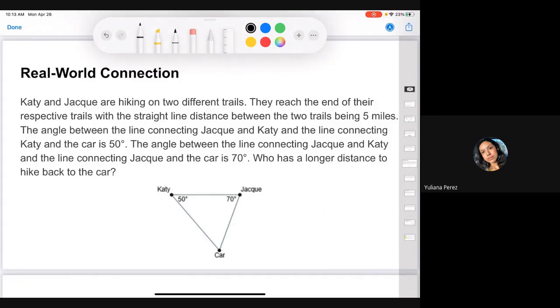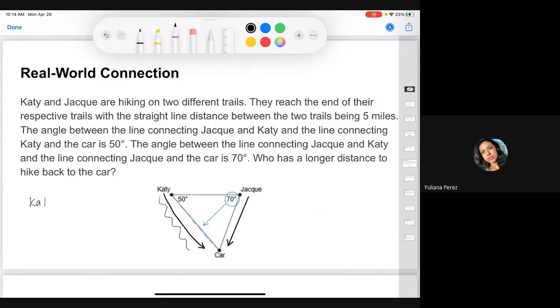Well, basically, it's just giving information about how these 2 individuals are placed in reference to the car. What are the angles at which they're placed in reference to the car? Katie will be traveling this way to the car, and Jack will be traveling this way to the car. And what we want to determine is who has the longer distance. Well, what do we know? We know opposite the largest angle is the largest side, which tells us that this is the largest side. Well, what we'll notice is that's the side that Katie will walk down. Katie will travel down this side, the largest side, which means she will have the longest distance to travel.